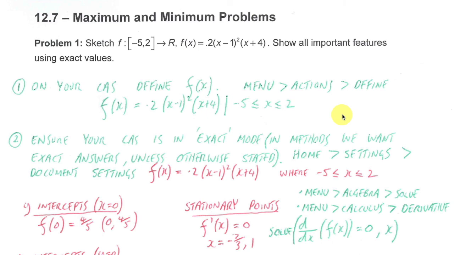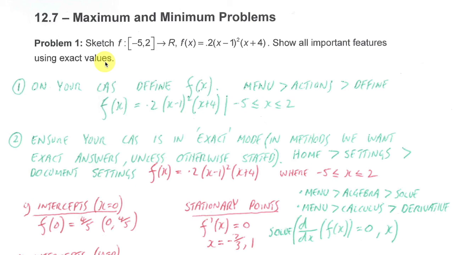12.7, we're going to be looking at max-min problems. So this is more like the applications of the calculus now. But to begin with, we've got this problem 1 here, and it looks fairly standard routine, just like we did in 12.6. However, we've got decimal points involved, and it's very clear that we need to show all the important features using exact values. I'm going to make use of the CAS calculator.